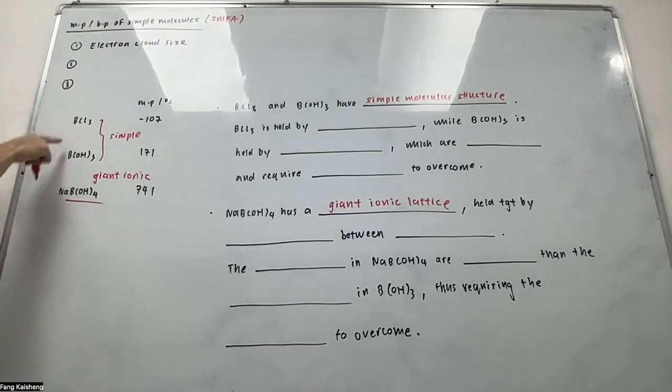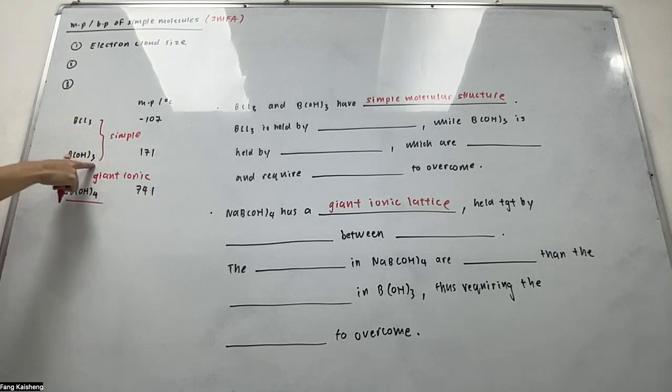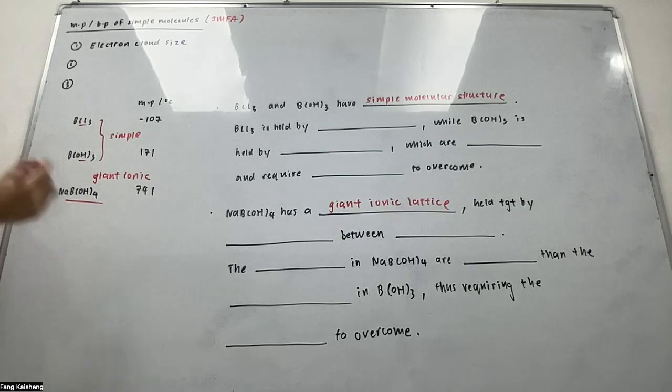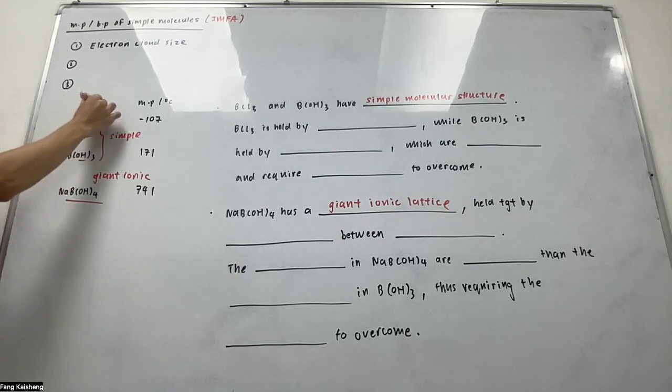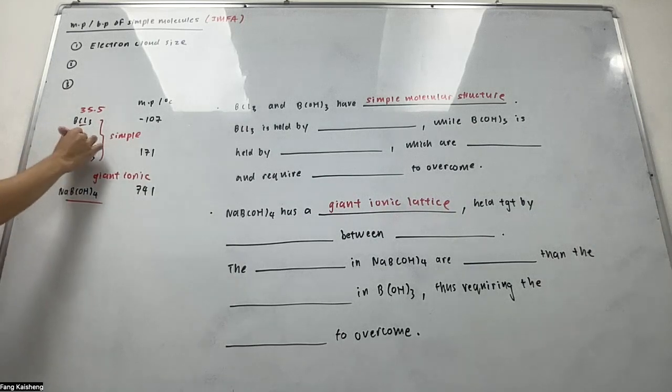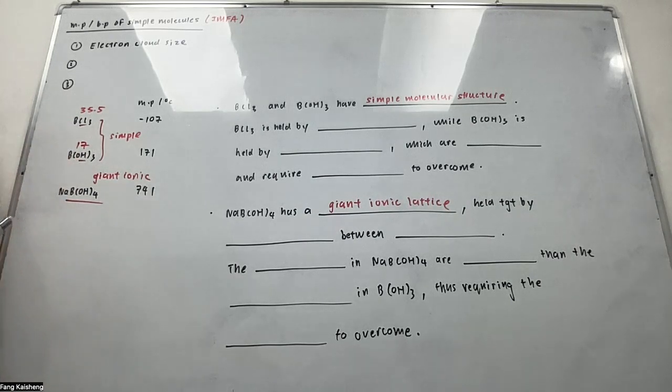Notice B and B is the same, 3 and 3 is the same. So we just need to compare Cl versus OH. You look at the data book here, Cl is 35.5, whereas OH is 16 plus 1, only 17. For some reason, a lot of people tell me this is bigger because O and H are multiple atoms. So compare Mr, I said that from the start. So it's clear that BCl3 is larger.